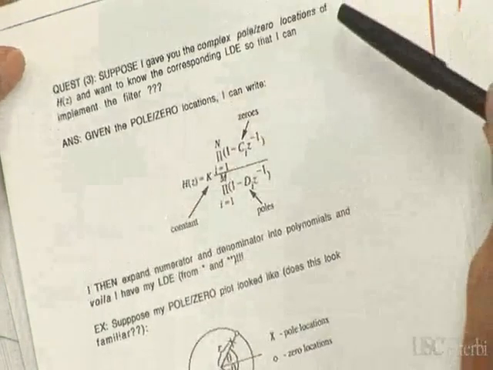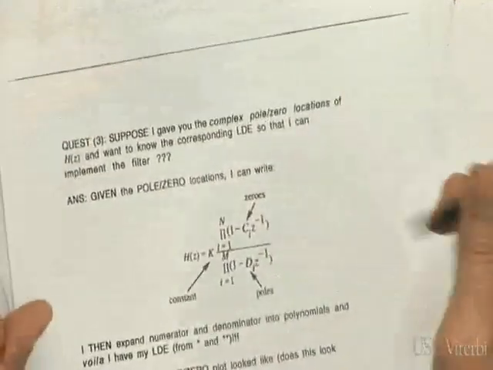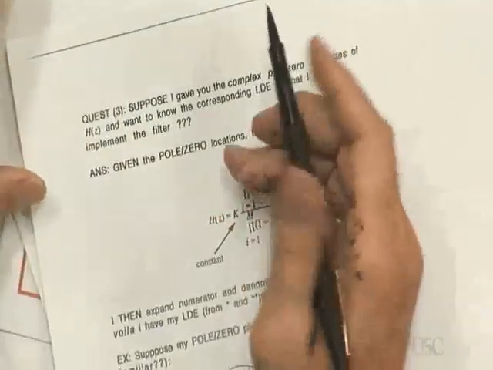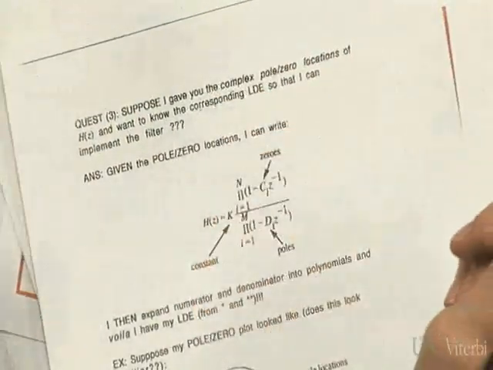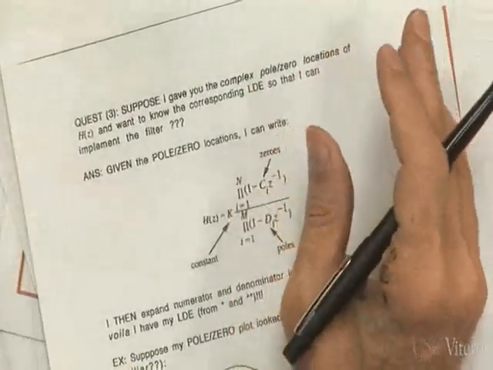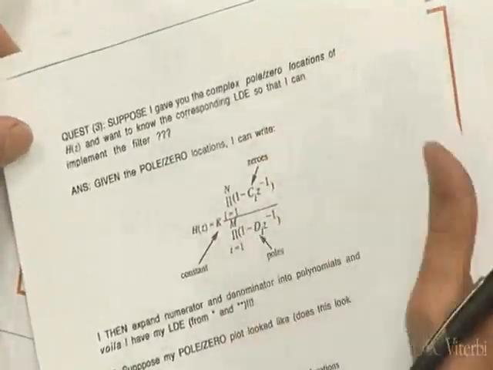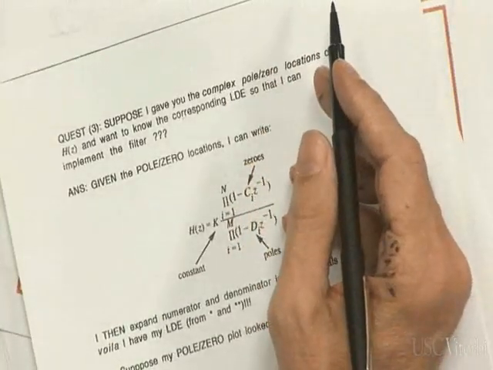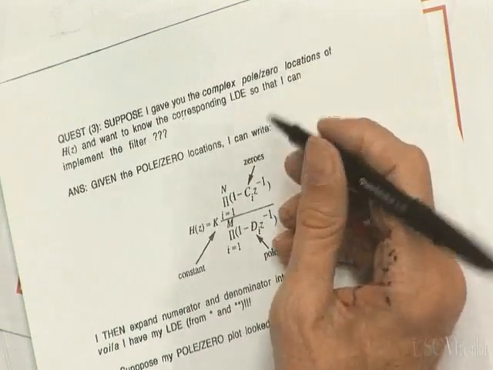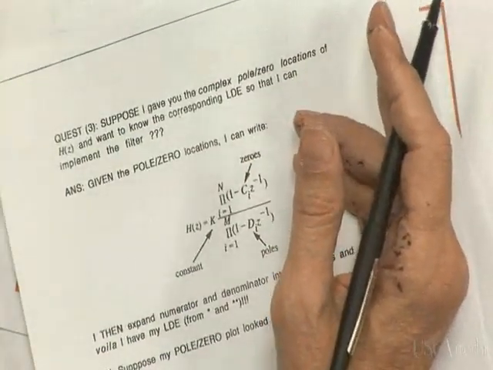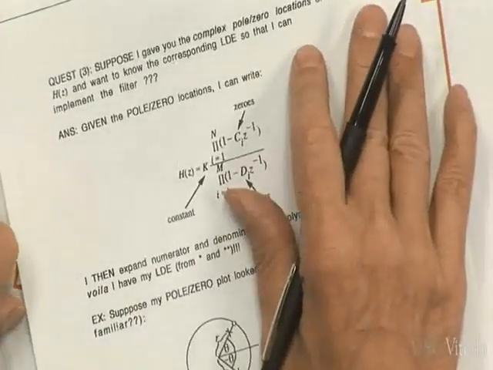Suppose I give you the complex pole zero locations of H of z. Now I know this may sound like it's off the wall. And you want to know the corresponding difference equation. Whoa. Now, we still know it's causal. But I'm going to tell you, hey, you know what? The H of z has a pole equal to 0, a zero equal to 4, whatever. And I know that it's a rational function of z inverse. Can you tell me what the difference equation is?